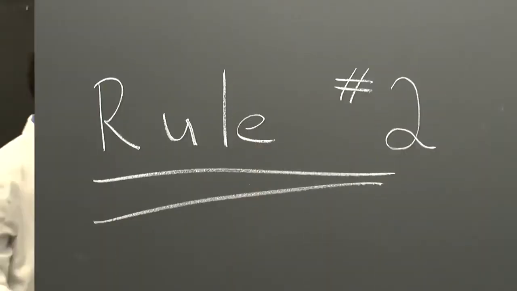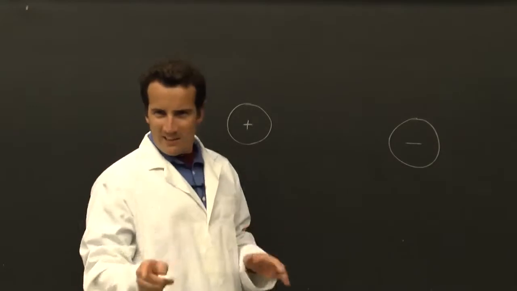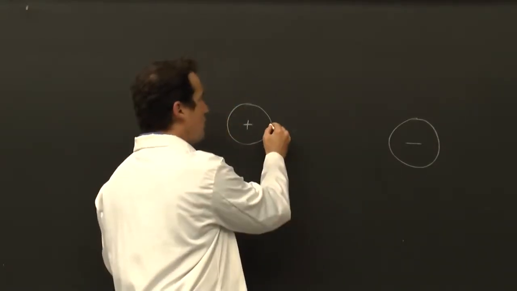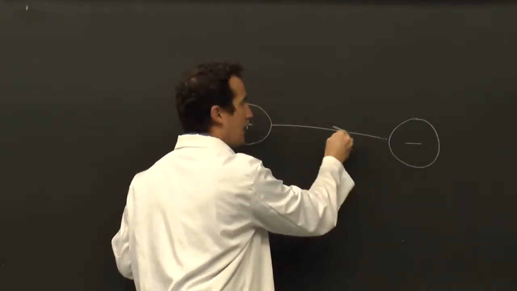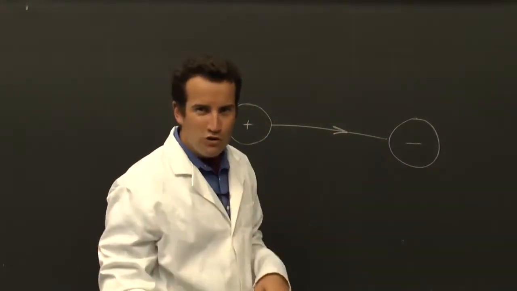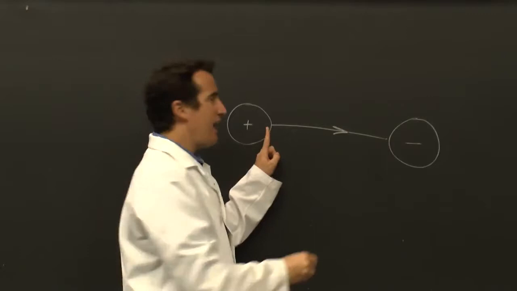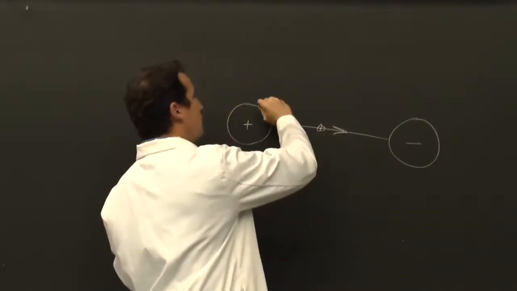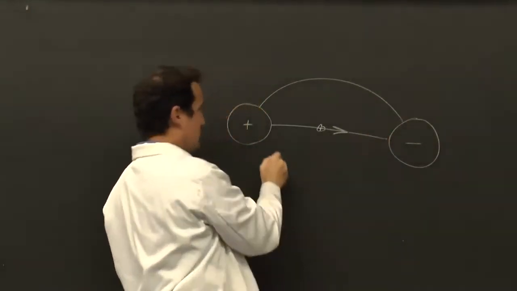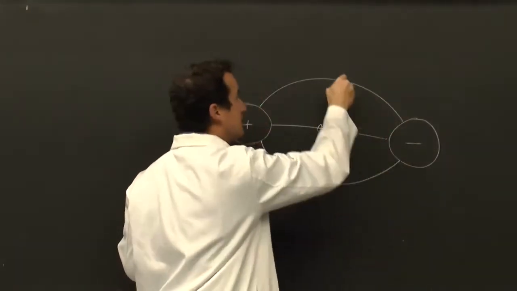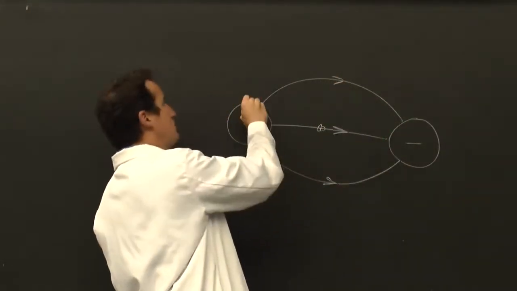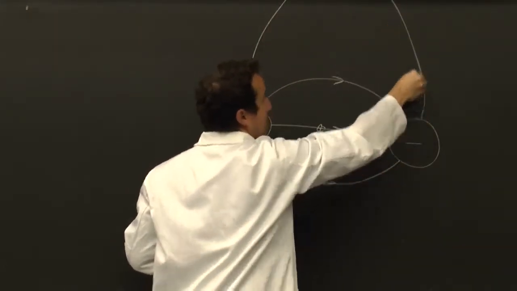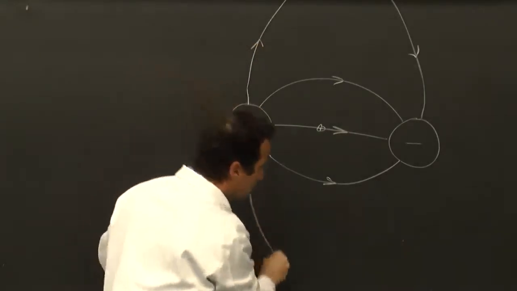Rule number 2. Electric field arrows point out of positive and into negative. Out of positives and into negatives. But of course they do. That's the direction a positive test charge would be forced. Out of positives and into negatives.